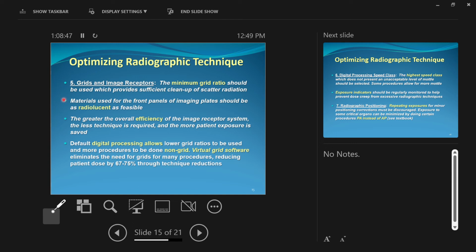So cassettes are made of radiolucent materials, okay? Materials with a very, very low atomic number, made of something very light that doesn't get in the way of the x-rays. One very strong and very light material we know about is carbon. Okay, so we make the cassette fronts typically out of carbon fiber.